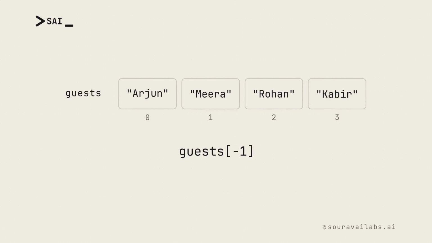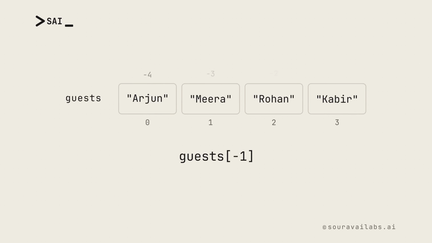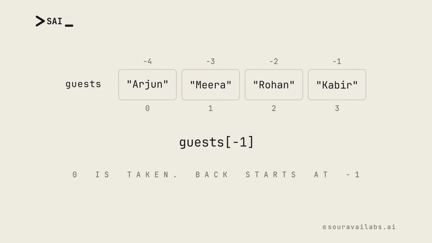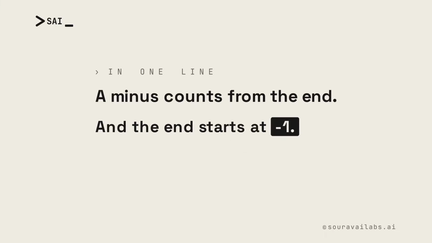Now the part that catches everyone. The front of the row starts at 0, but the back starts at 1. There is no -0 because -0 is just 0 and 0 is already the first slot. -2 is the second from the end, and it keeps going that way. And because a string is a row of characters, the same minus works there. Mira -1 is the letter A. So a minus counts from the end, and the end starts at -1, not -0.